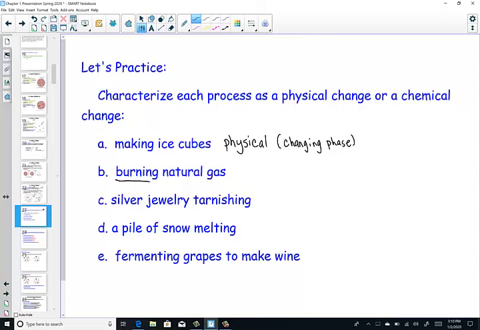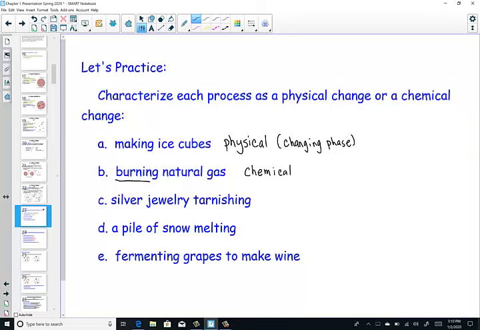Letter B says I'm burning natural gas, and that of course is going to produce new substances, so that is a chemical change. If I burn natural gas, it releases heat energy and light energy, forming carbon dioxide and water through a process known as combustion.